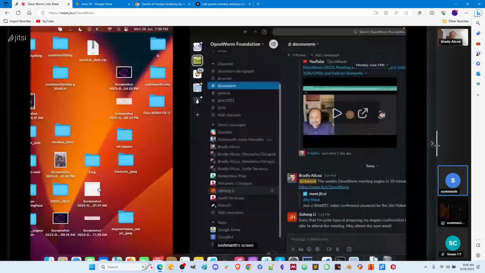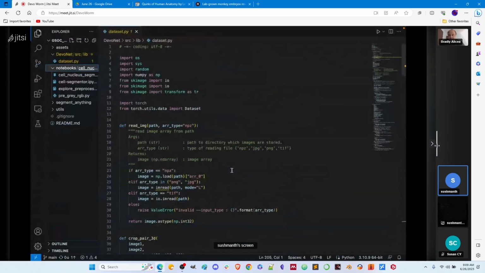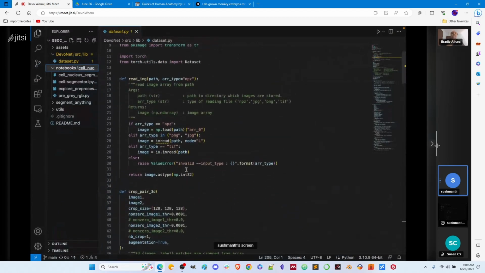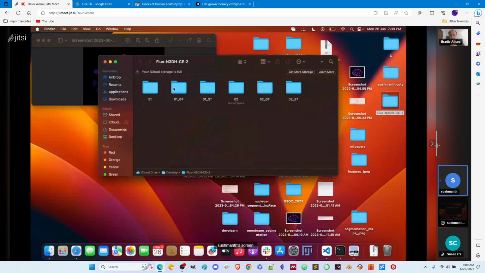Okay, just a minute. Yeah, here comes the DevoNet model. Here I started writing the code. First, I wrote about the dataset. This part is about taking a TIFF file, because whatever dataset we have from the Cell Tracking Challenge, we have three things here.